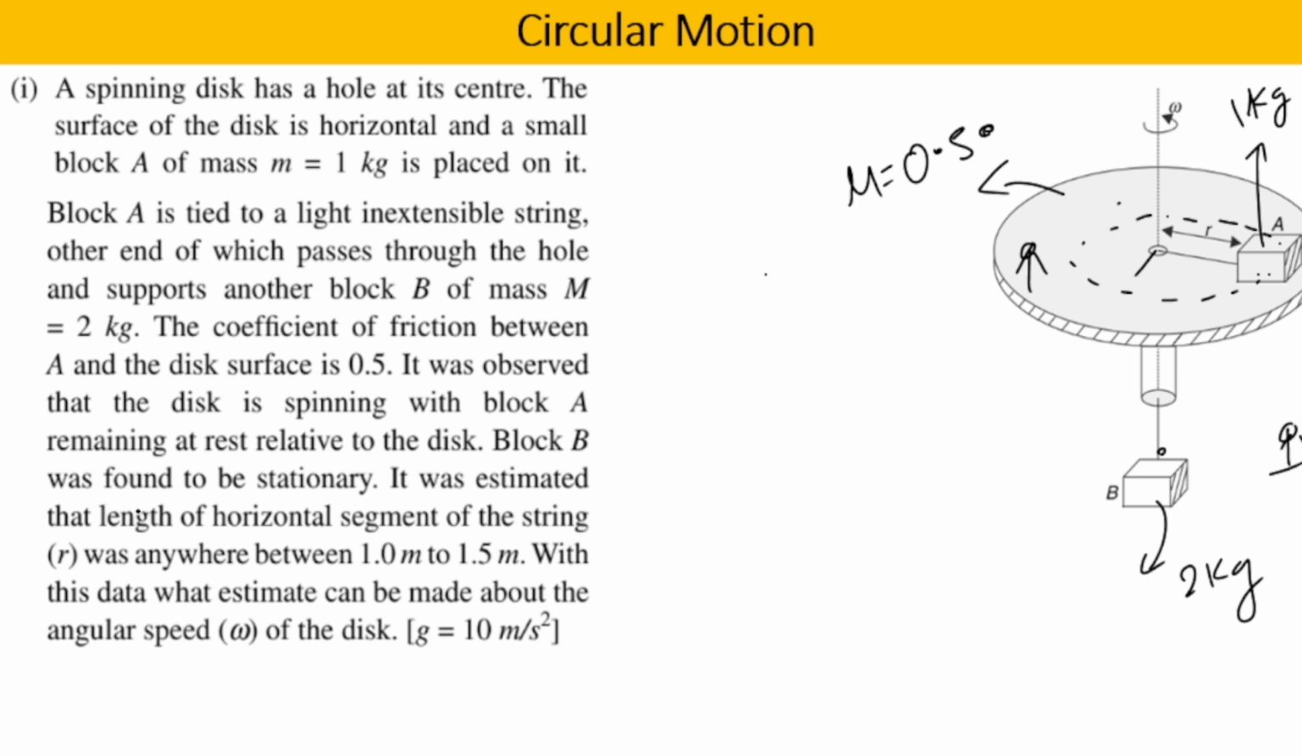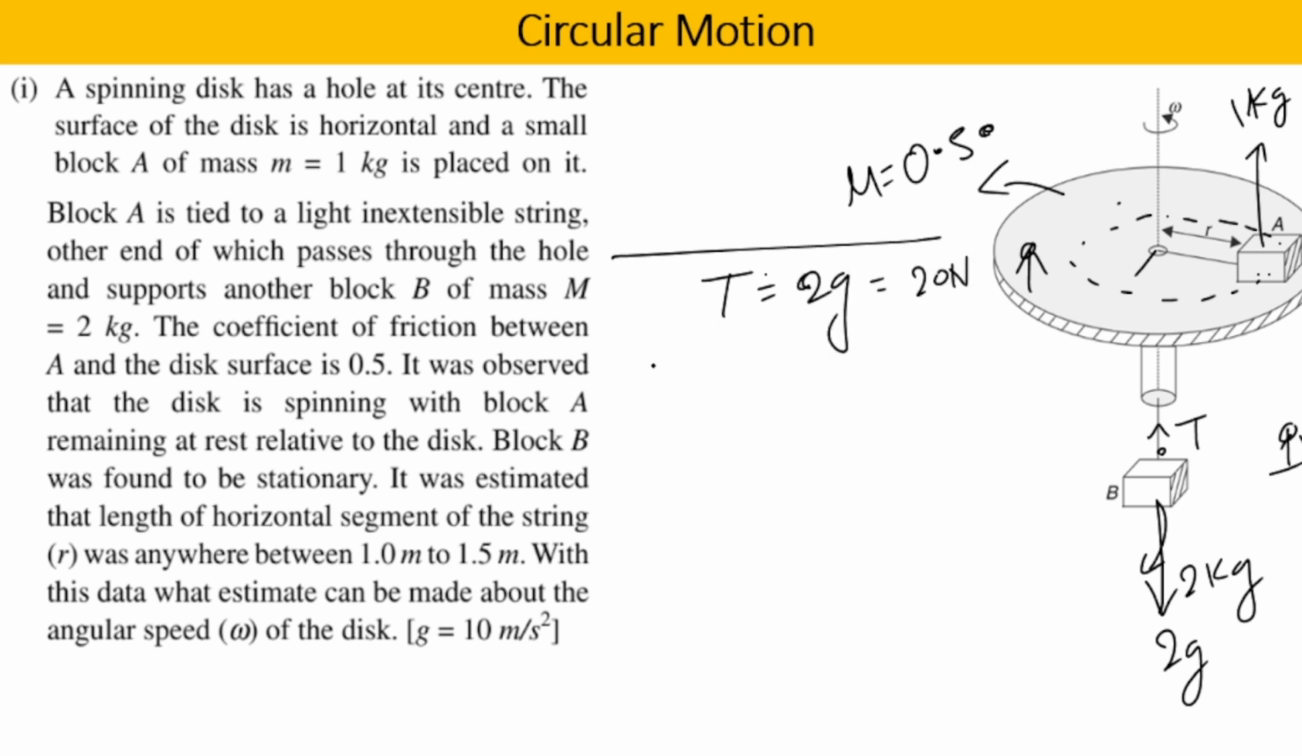Block B is also found stationary. So B is also at rest. ये इंटरेस्टिंग है क्योंकि अगर B पे फोर्स देखो अपवर्ड, तो only tension. Tension always acts away from the body, so away from B, and mg will act downward. And since this is in equilibrium, आप क्या बोलोगे? आप बोलोगे T equal to 2g, so that is equal to 20 Newton.